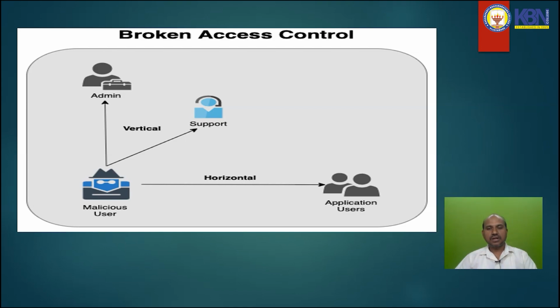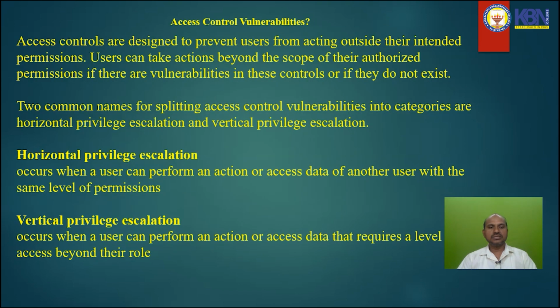That means there are two categories of broken access control here. This is horizontal privilege escalation, and the second one is vertical privilege escalation. Horizontal means it occurs when a user can perform an action or access data of another user with the same level of permissions.